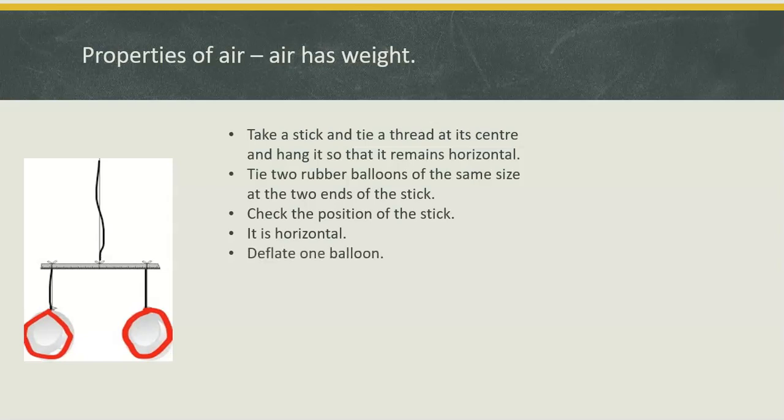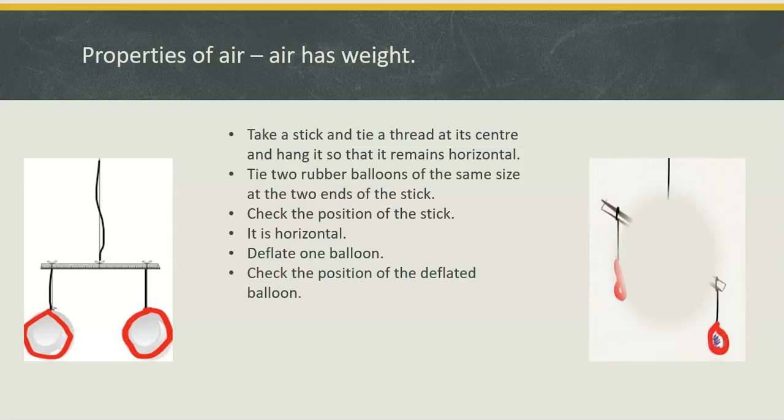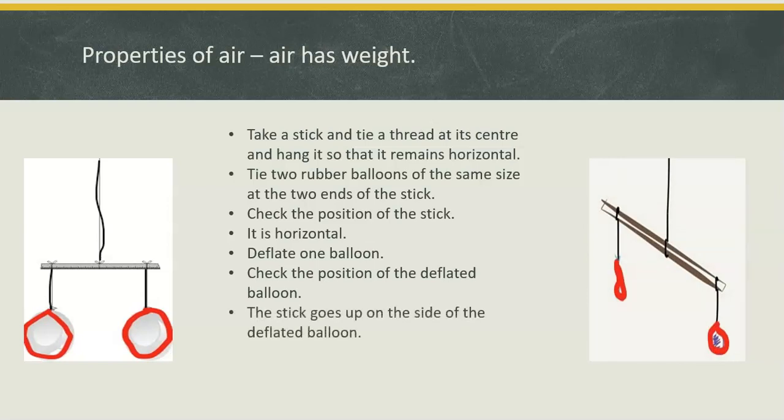Deflate one balloon, means remove the air from one balloon. Check the position of the deflated balloon. It will look something like this. The stick goes up on the side of the deflated balloon. This means that the inflated side is heavier. That means the side on which the balloon has air inside is heavier.